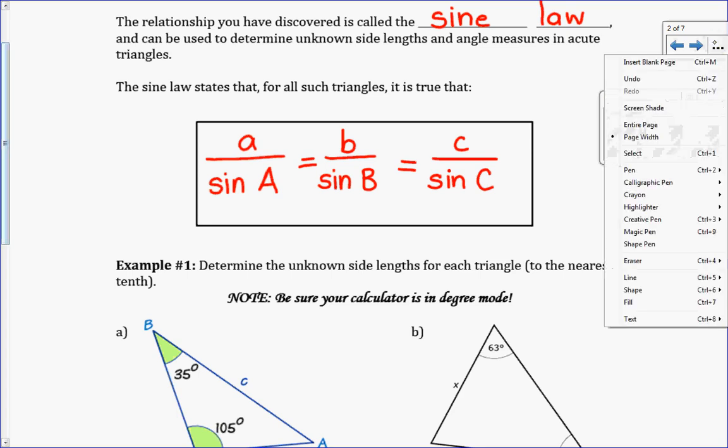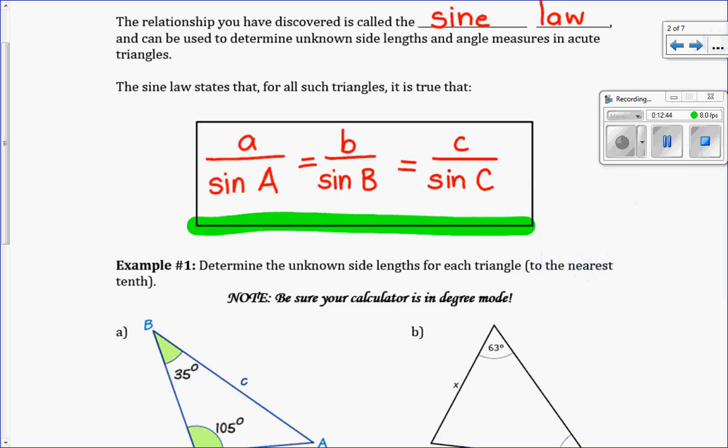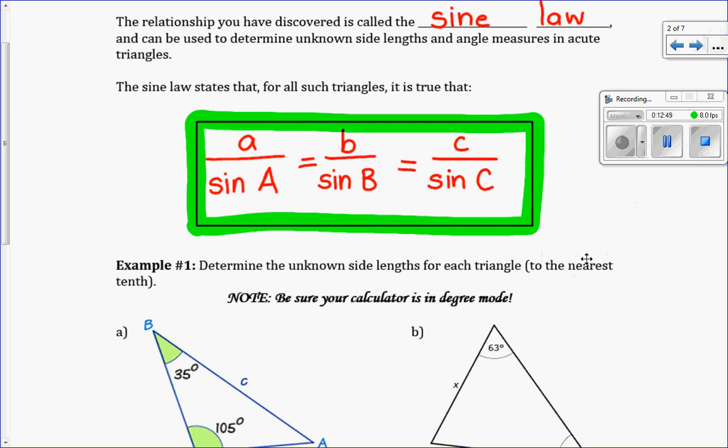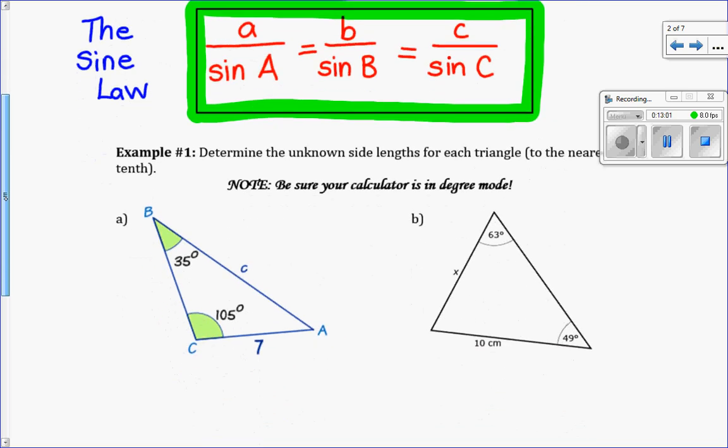Let's use our highlighters. Grab your highlighter and just highlight this box, because this sine law is going to be very, very important. Okay, label this the sine law. All right, I'm going to just keep that here at the top of the page so that we can see it. Example 1 says determine the unknown side lengths for each triangle to the nearest tenth.